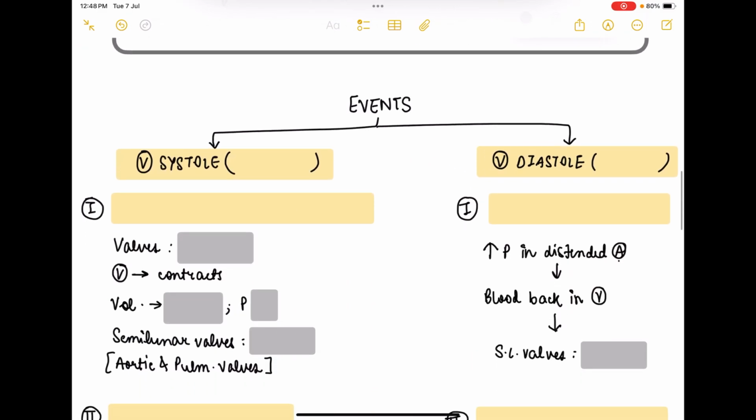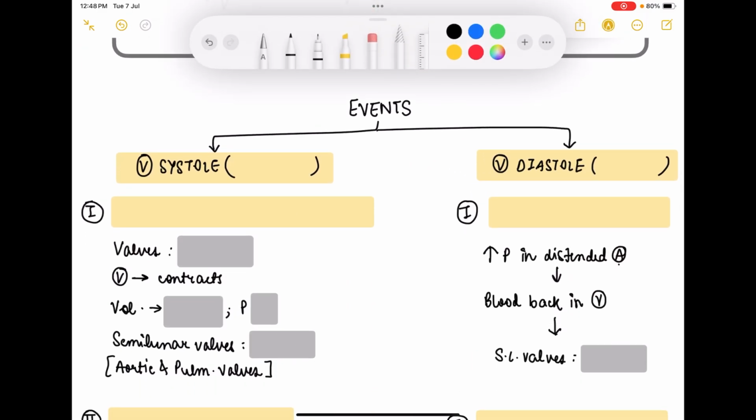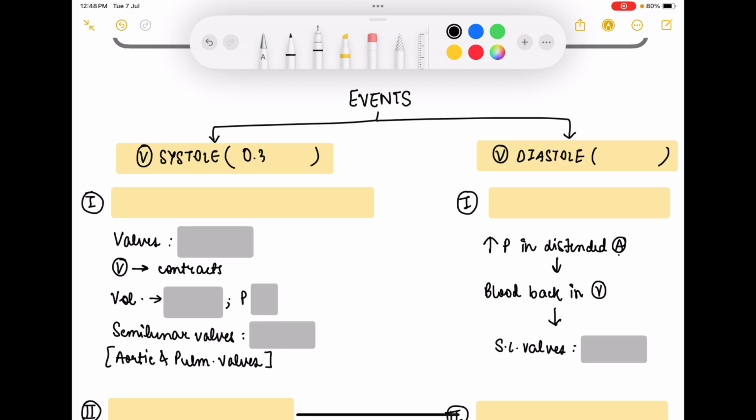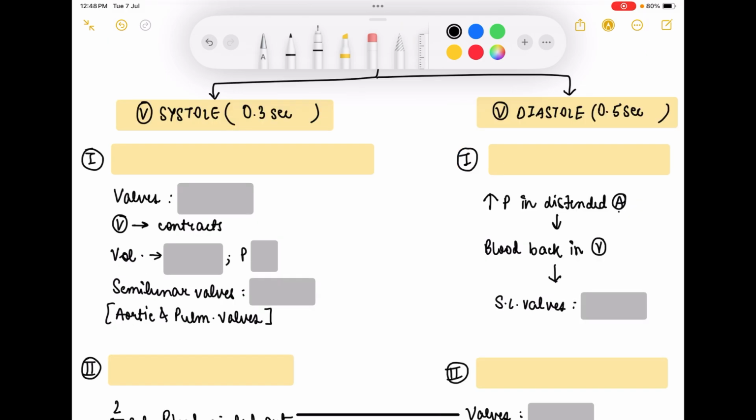Now we'll talk about the events of the cardiac cycle. There are majorly two events, ventricular systole and ventricular diastole. Ventricular systole is of 0.3 seconds and ventricular diastole is of 0.5 seconds. Now first we'll discuss ventricular systole. The first phase of ventricular systole is isovolumic contraction, and this isovolumic contraction is of 0.03 seconds.